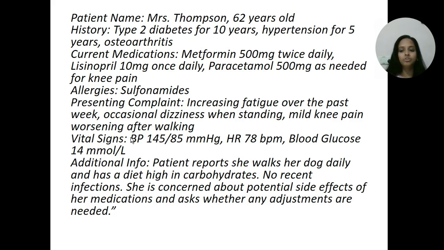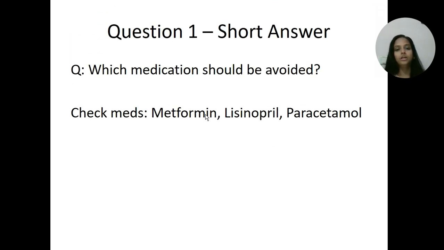And the vital signs are BP 145 by 85, HR 78 BPM, blood glucose 14. Additional information: the patient reports she walks her dog daily and has a diet high in carbohydrates. No recent infection. She is concerned about potential side effects of her medications and asks whether any adjustments are needed. Okay, so here are the questions.